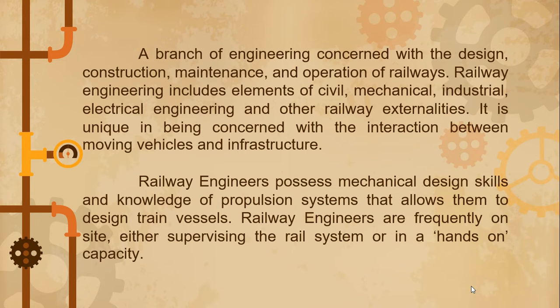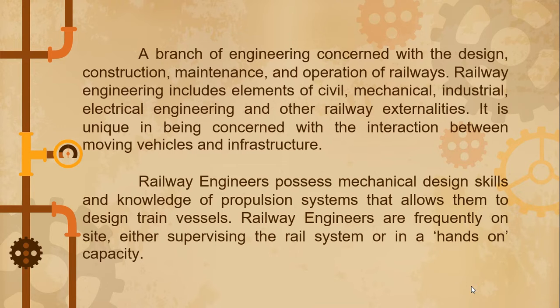Railway engineering, also known as railroad engineering, is a branch of engineering concerned with the design, construction, maintenance, and operation of railways. Railway engineering includes elements of civil, mechanical, industrial, electrical engineering, and other railway externalities. It is unique in being concerned with the interaction between moving vehicles and infrastructure.